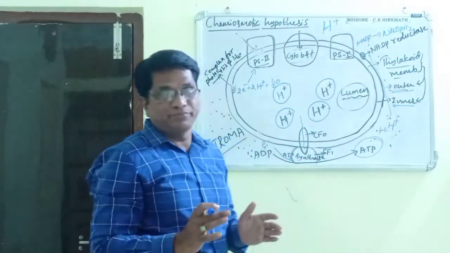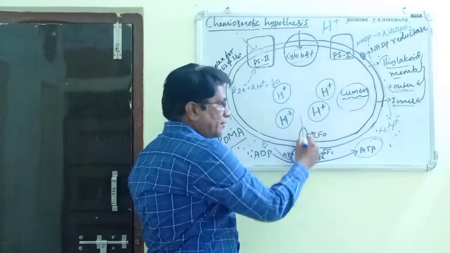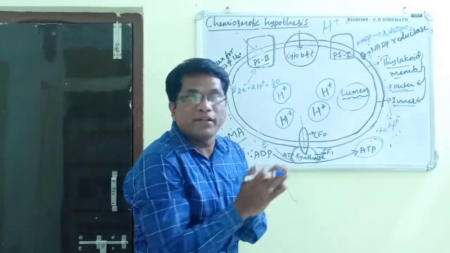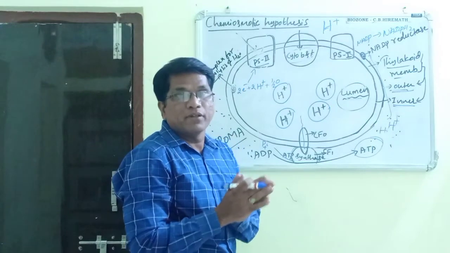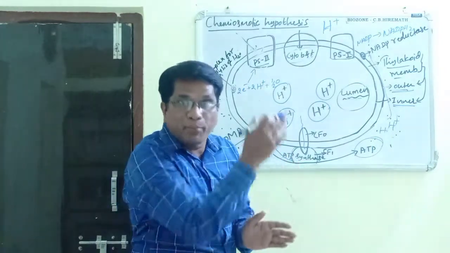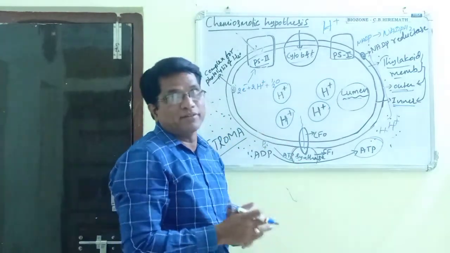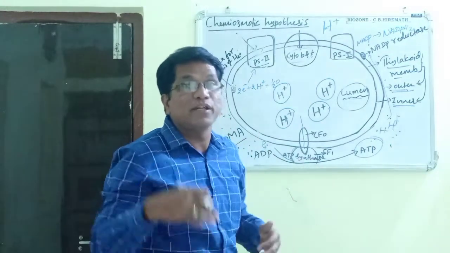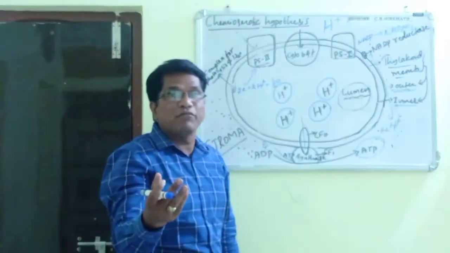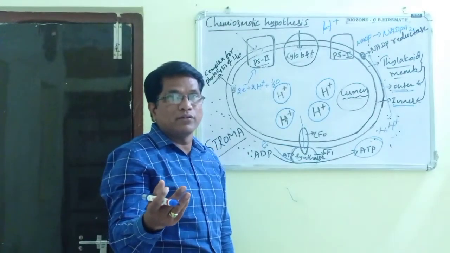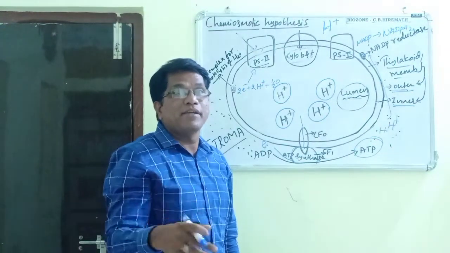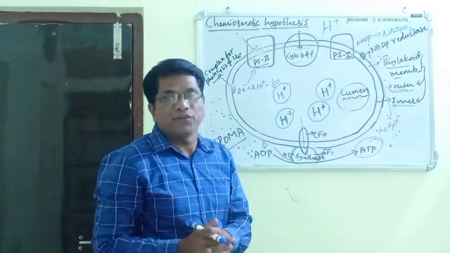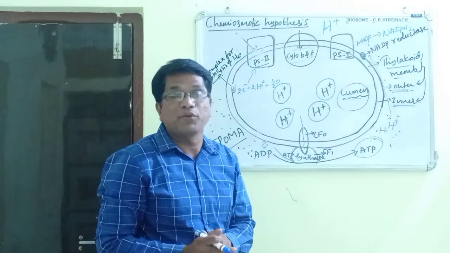The energy is released during this pathway, that is, when the protons are pumped from the lumen of the thylakoid into the stroma. During their transportation, the energy is released, so that energy is utilized for the formation of ATP molecule. So that's why it is called chemiosmosis, and the hypothesis is known as the chemiosmotic hypothesis.